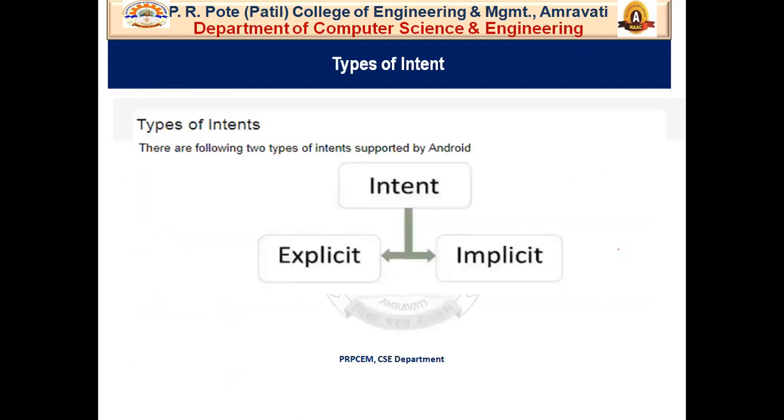Now let's see the types of intent. So basically there are two main types of intent. The first one is explicit intent and the second is implicit intent. So now what is explicit intent and implicit intent?